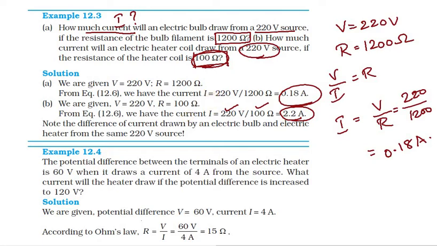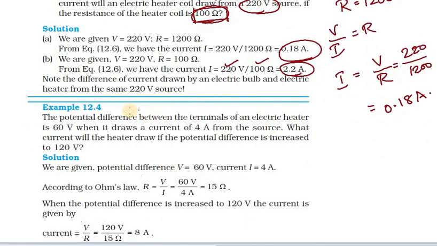So this is a simple inference that you can get from this particular problem. Now let us proceed with the next example, example 12.4. The potential difference between the terminals of an electric heater is 60 volt when it draws a current of 4 amps from the source. What current will the heater draw if the potential difference is increased to 120 volt? So it is a simple direct proportion.